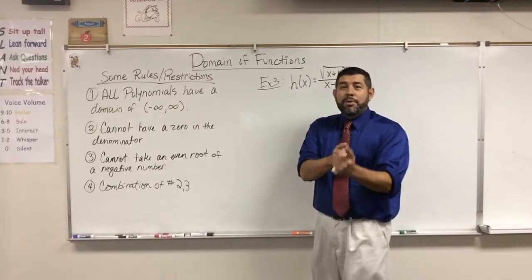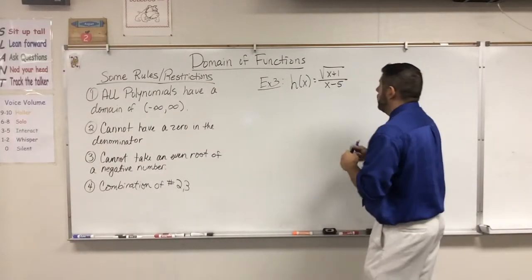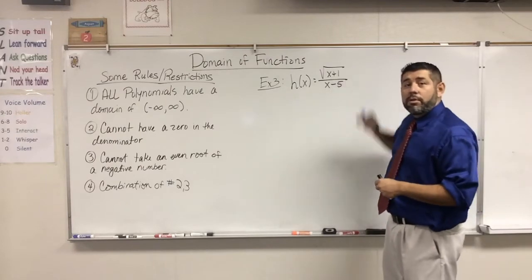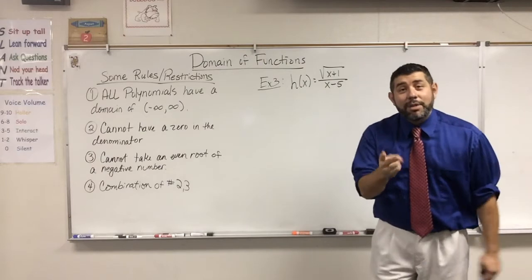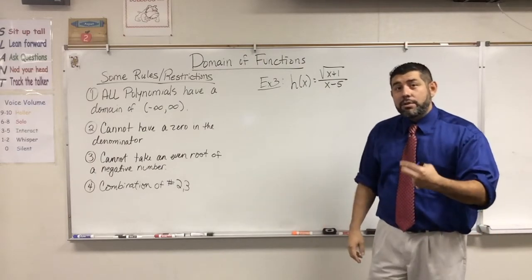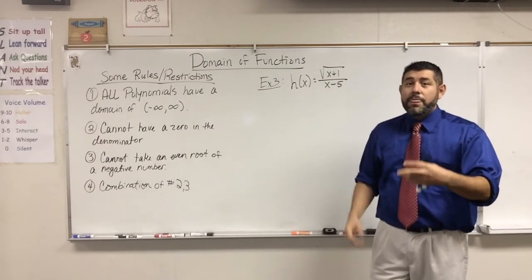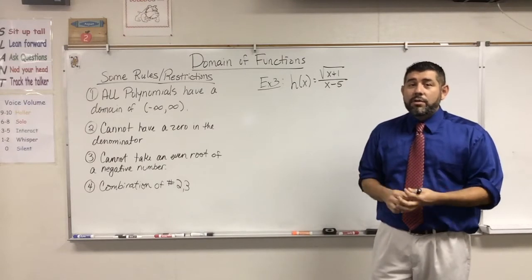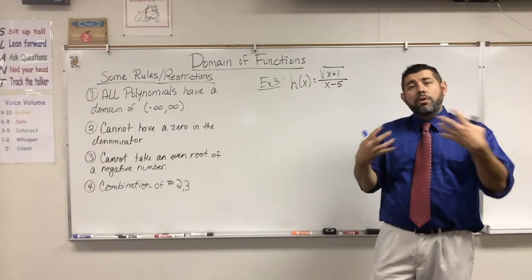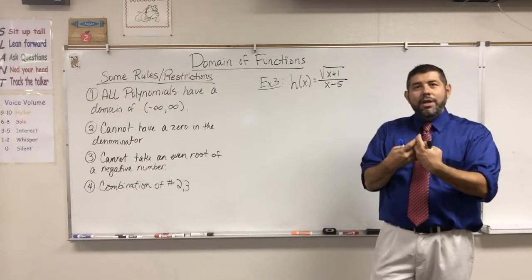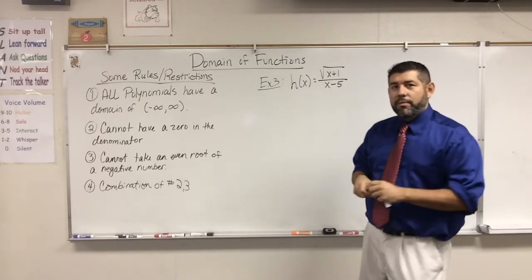All right, example number 3. So we have h of x equals the square root of x plus 1 over x minus 5. Now this one has a combination. We have a square root on top, in our numerator, and an x minus 5 in our denominator. So we have to do both of them and then take the intersection, or put them together and see what's restricted on both of them, okay?